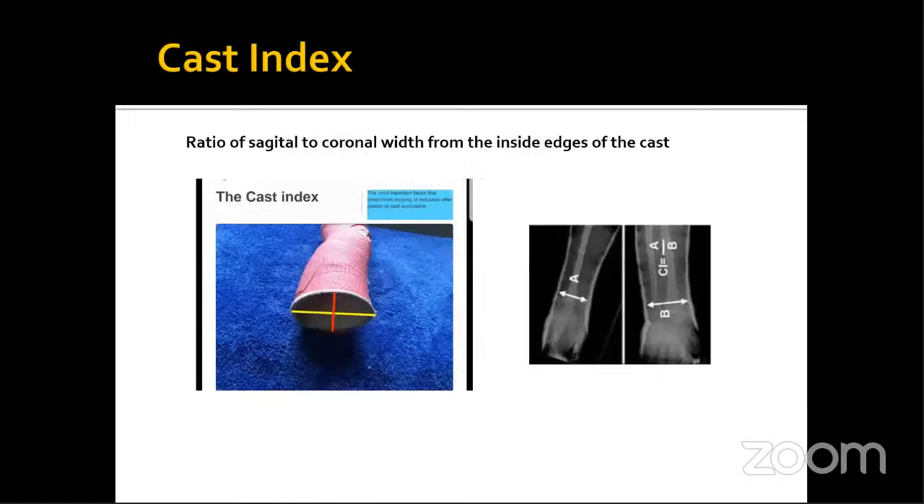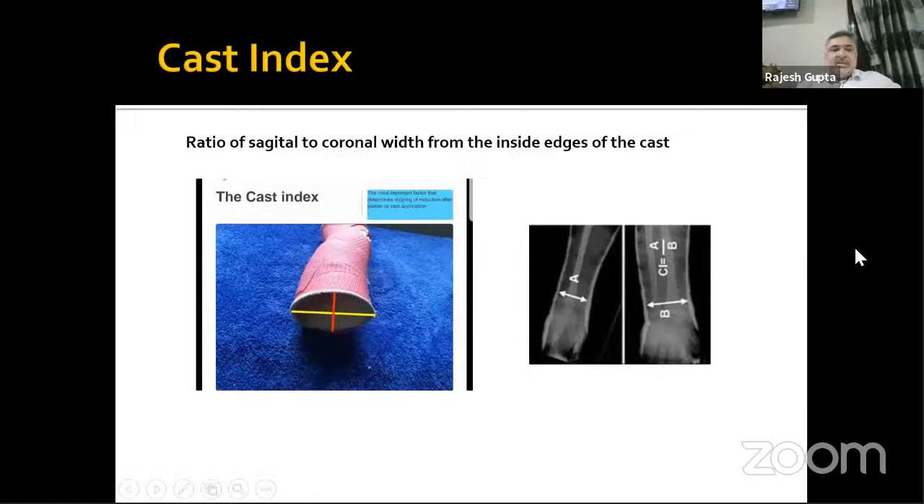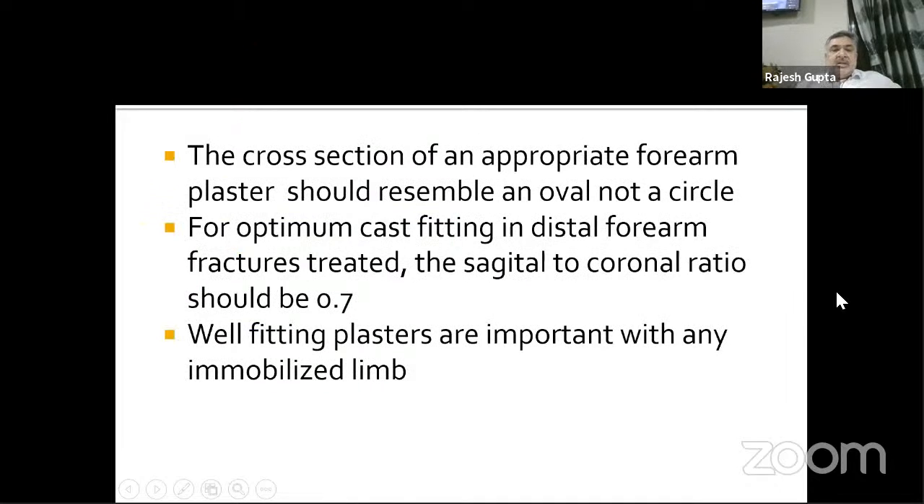The second important concept is cast index. What is cast index? It is a ratio of the sagittal to coronal width from the inside edges of the cast. So this is the lateral view, this is the AP view. So A/B is the cast index. Now, the cross section of an appropriate forearm plaster should resemble an oval and not a circle. So for optimum cast fitting in a distal forearm fracture, the sagittal to coronal ratio should be 0.7.